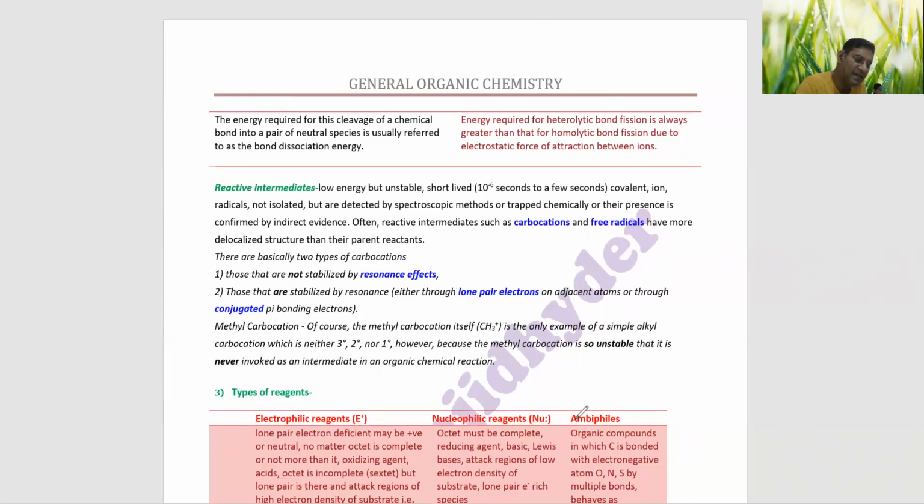For homolytic cleavage, the energy required for breaking a chemical bond into a pair of neutral species is usually referred to as the bond dissociation energy. The energy required for heterolytic bond fission is always greater than that for homolytic bond fission due to the electrostatic force of attraction between ions. Now see, all about heterolytic and homolytic cleavage is over. Now see what next is.